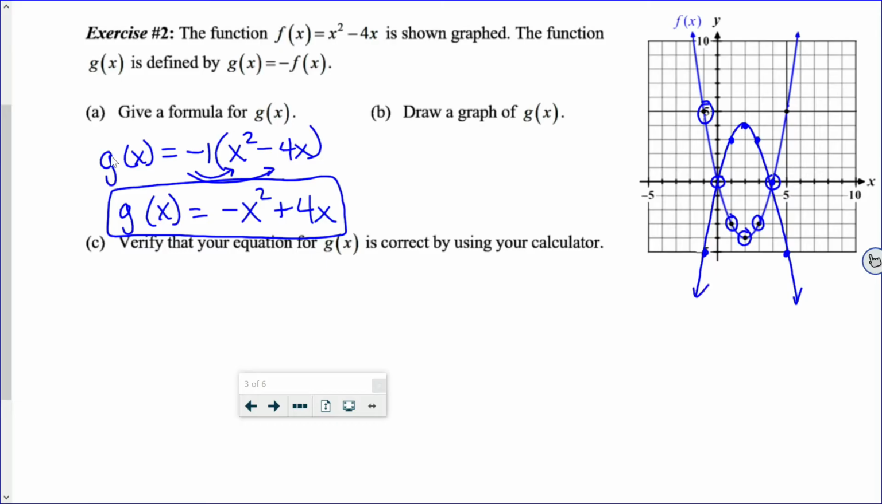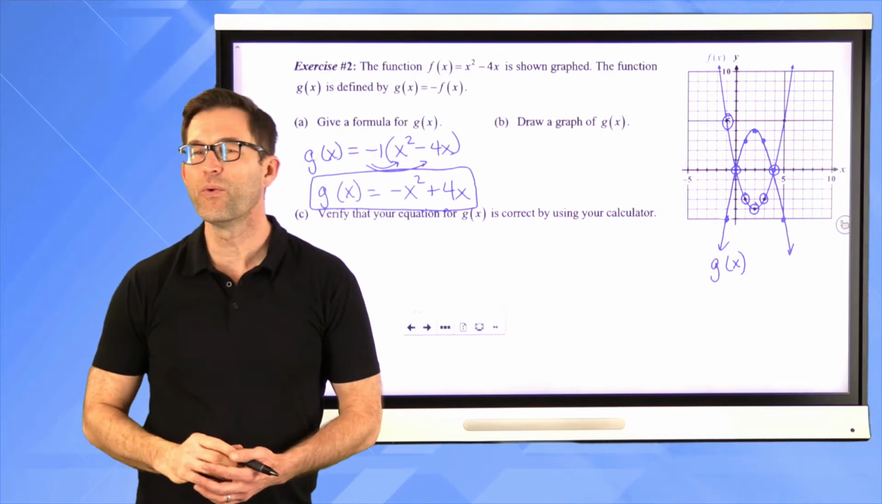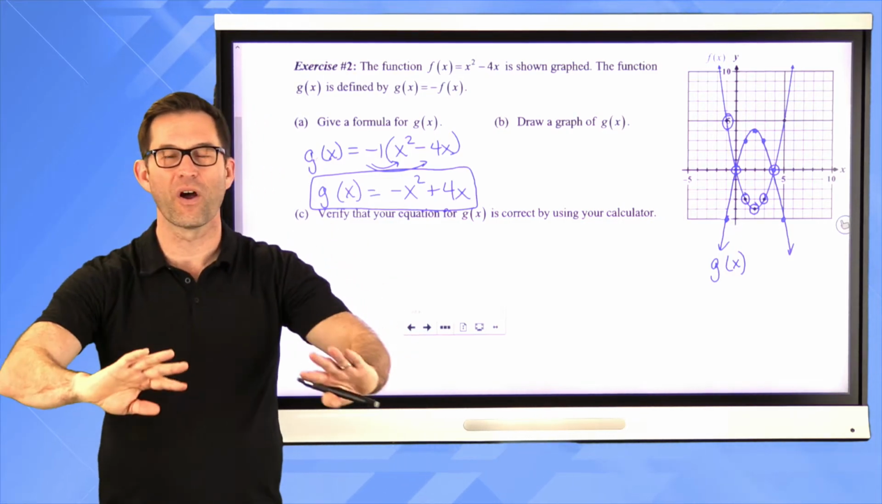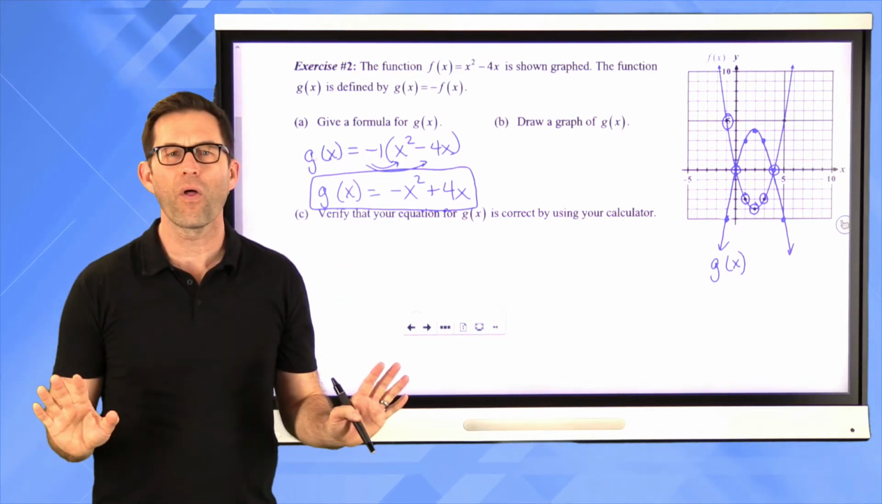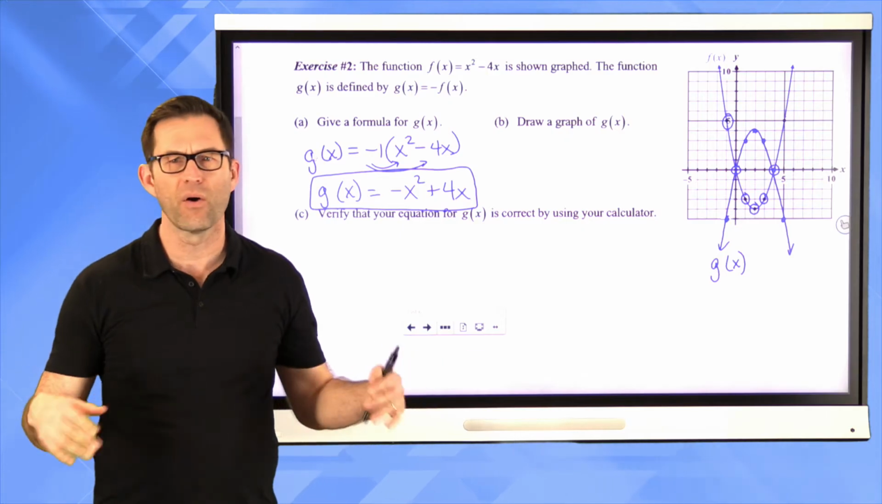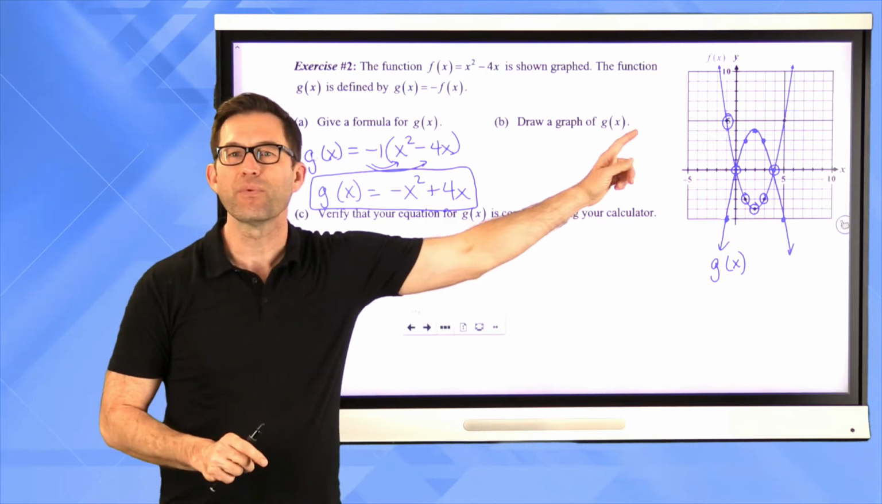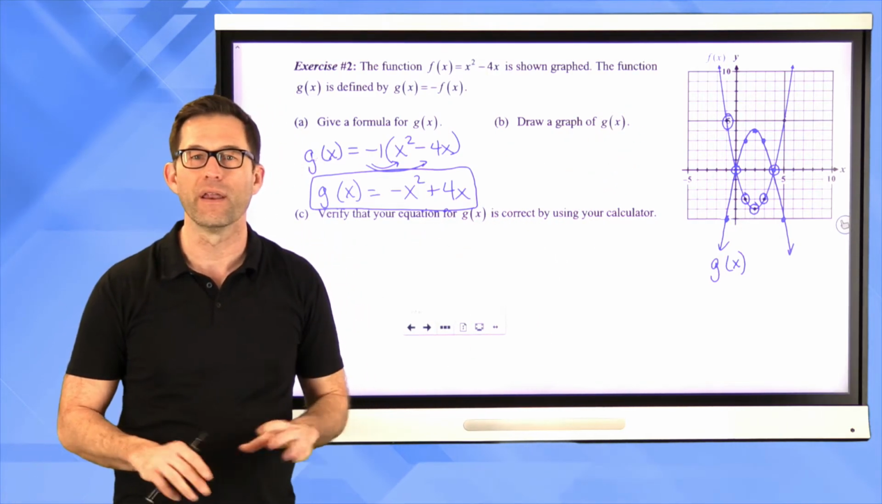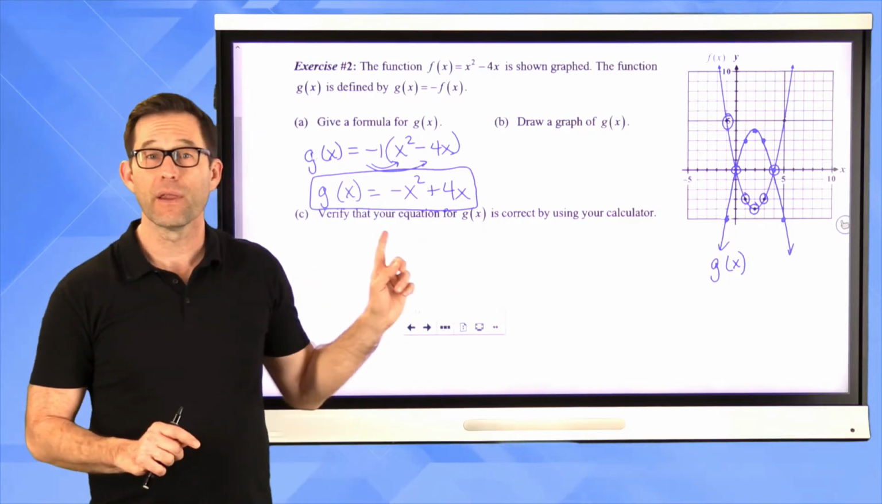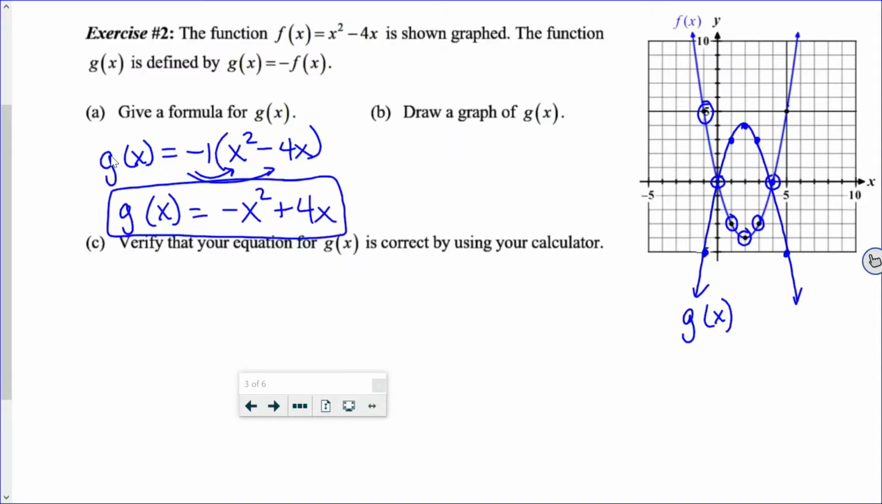And we get g of x, right? Real easy to flip a function across the x-axis. Just take all the nice points, all the convenient points, and simply change the sign on their y-coordinate and replot. Now, letter C, verify your equation in g of x is correct by using your calculator.